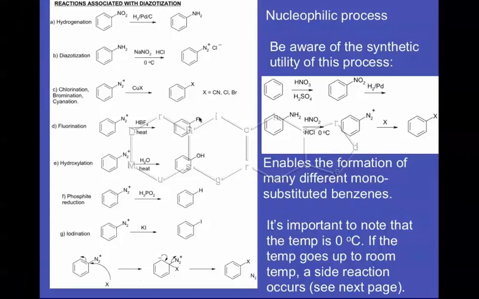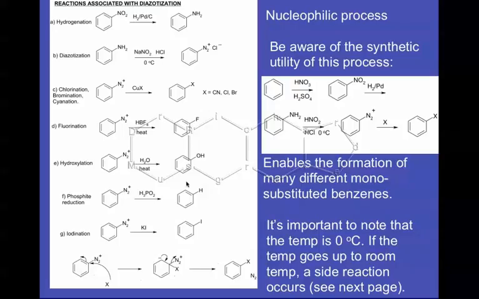Alright, let's take a look at some diazotization processes. And what we're looking at here is a nucleophilic process. Up to now we've been looking at electrophilic processes, that is positively charged things attacking the aromatic ring. But it's also possible for negatively charged things to attack the aromatic ring as well.